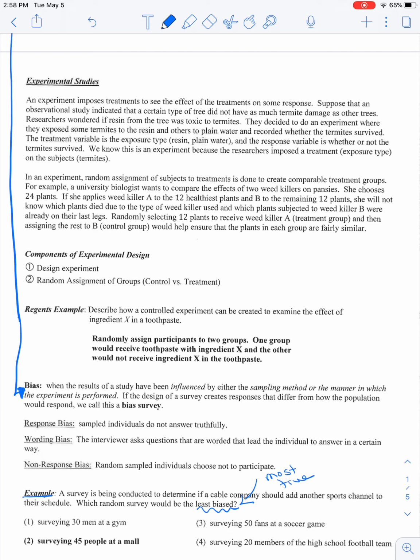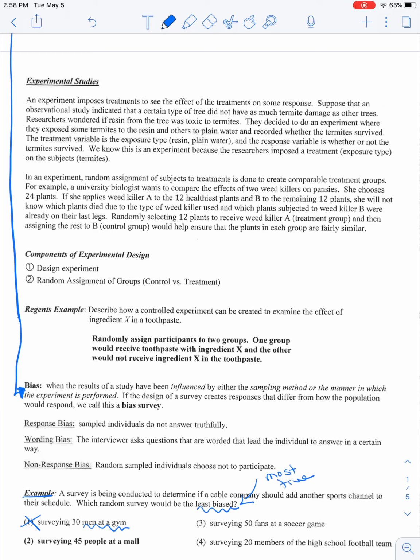So if I'm talking about adding another sports channel to a schedule, if I surveyed men at the gym, chances are if you're a man who's at the gym, you are more likely to watch sports because more physically fit men tend to be very interested in sports.